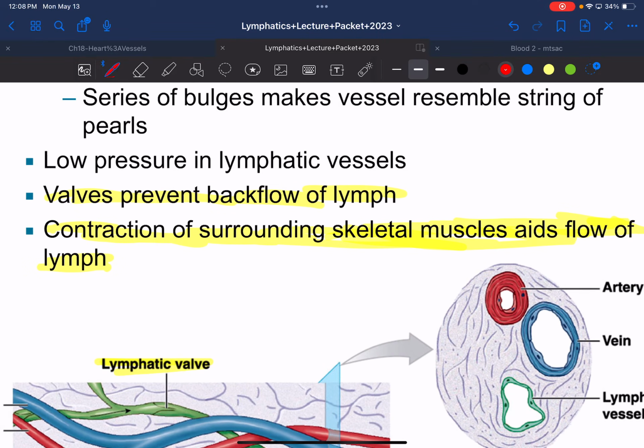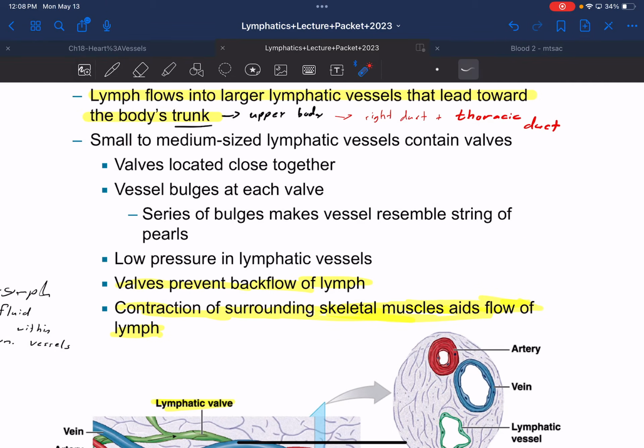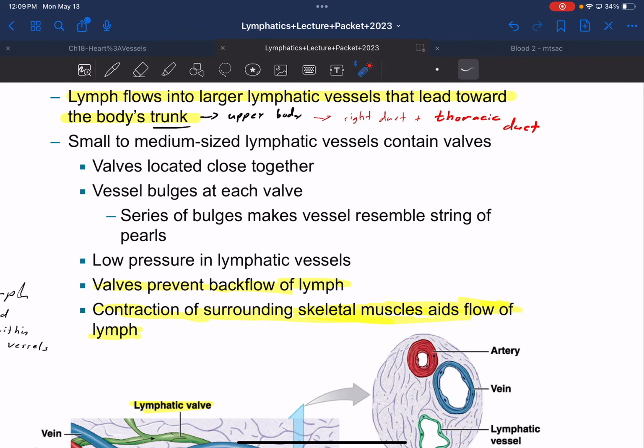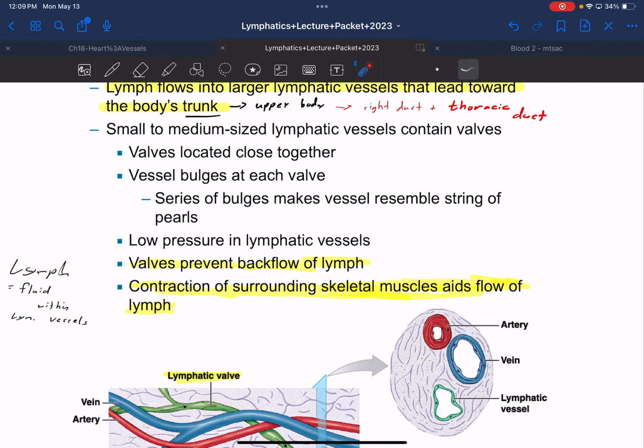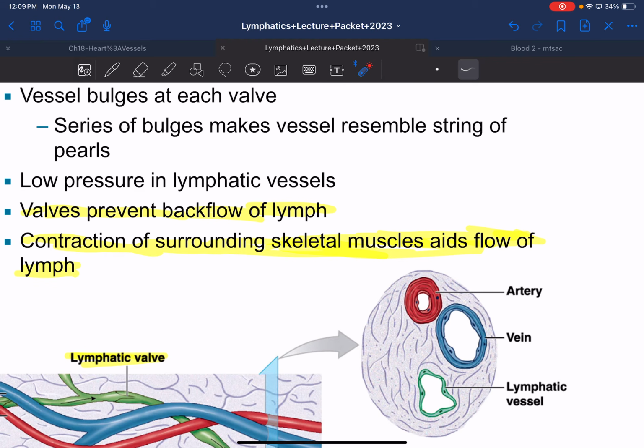And remember how veins relied on our skeletal muscles for contraction in order to pass blood through? Here, contraction of surrounding skeletal muscle aids flow of lymph. So in your heads forever, always remember artery and vein, and don't forget, there's always a lymphatic vessel with them as well.